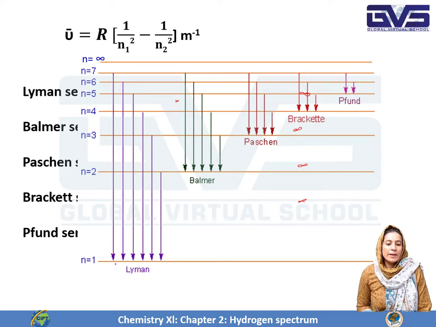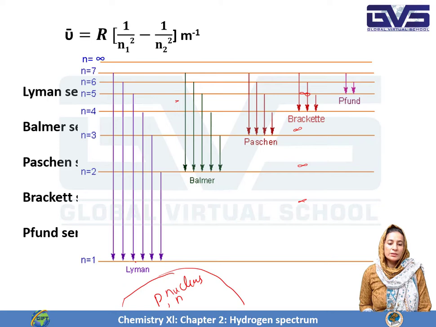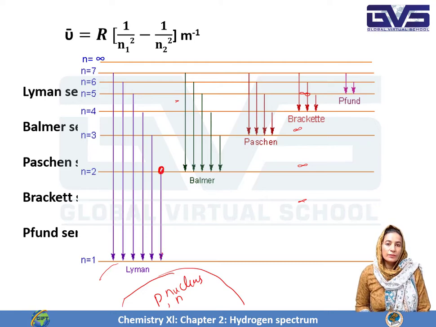Lyman series, you can consider this is the nucleus of the atom. Nucleus contains protons and neutrons, and outside them are orbits. This one is the first orbit, then the second orbit, third, fourth, fifth. If an electron jumps from the second orbit to the first, this will come in the Lyman series. If it jumps from any higher orbit to the first, like third, then this is again in the Lyman series.